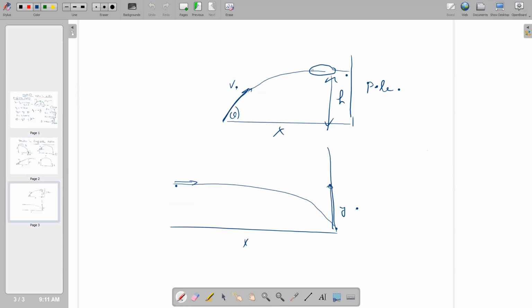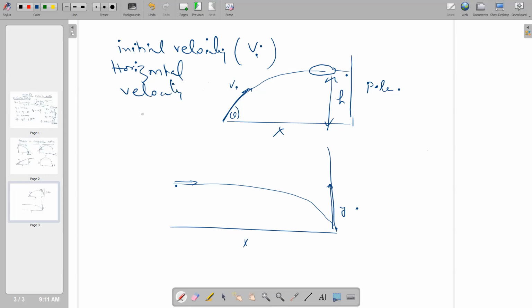The other thing you should remember is the initial velocity, meaning Vi. Sometimes it is written that the ball is thrown with horizontal velocity. So what does horizontal velocity mean? It is Vix, or Vf of x, because it remains constant, and this is equal to Vi cos theta. This is the horizontal velocity.